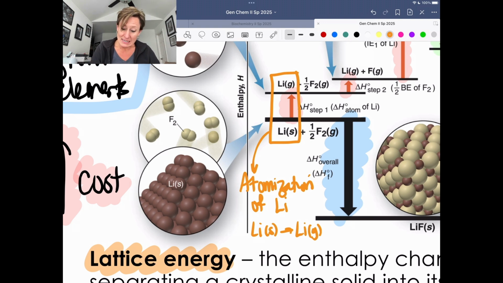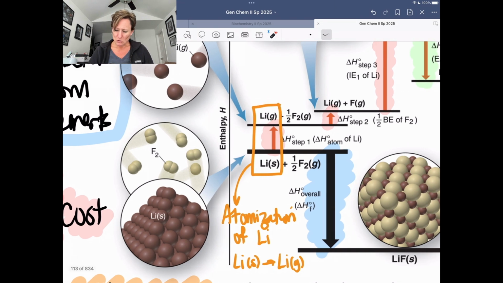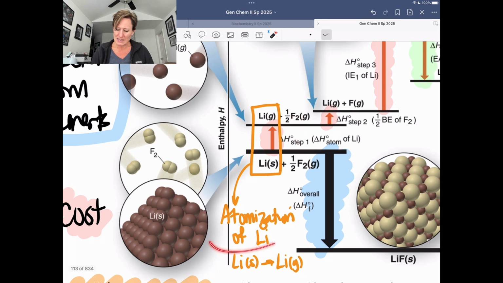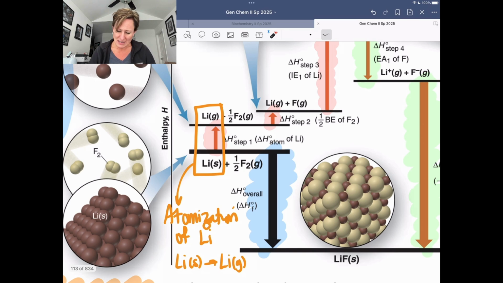Just like we talked about with our bank account, it doesn't really matter which order we think about these in for some things. But conceptually, it'll make sense to think about this in a certain order. I take my hunk of lithium solid and I make it into gaseous lithium atoms. No change yet with fluorine. The name of this is atomization. So let's look at what's changing now.